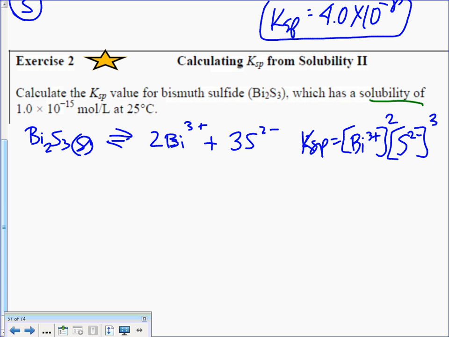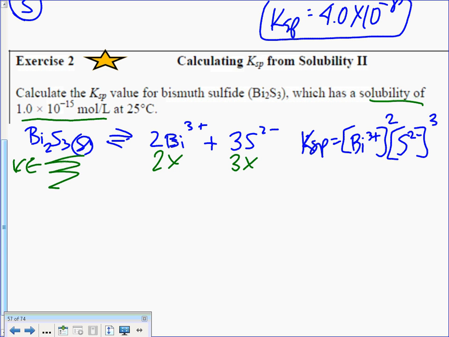Okay, so how many x's of bismuth does it make? 2 x's, because it's starting off at 0. It's plusing 2 x's, so at equilibrium it is 2x. Do you see? I'm just skipping the initial and the change. Okay, so this is ICE, and this is scratched out because it's a solid. Nobody cares. How many x's of this sulfide does it make? 3x.